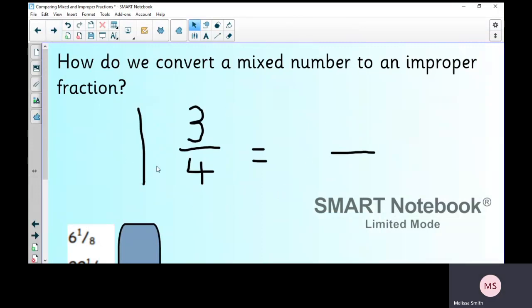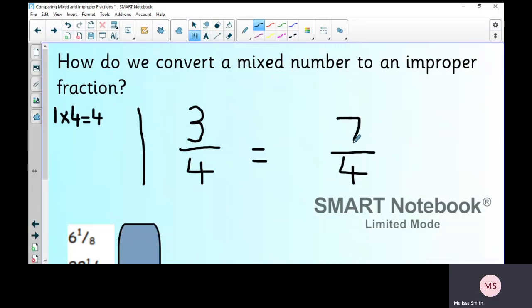So here I have 1 whole and 3/4, just like the pizza example that we saw earlier. And again, this is what I like to call the easy step. The denominator stays the same. Step 2, you multiply the whole by the denominator. So step 2, we do 1 times 4, which is 4. And then step 3, you add the numerator. That's 7.